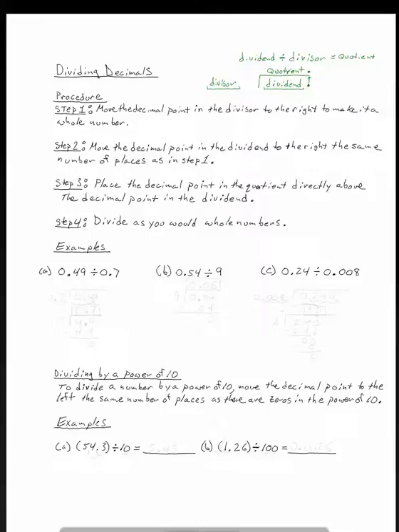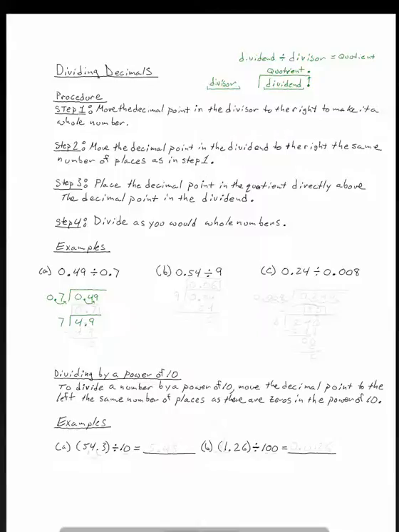So let's look at example A. In example A, we have 0.49 divided by 0.7. So to write this in long division, we would say 0.49 divided by 0.7. First thing we have to do is move the decimal point in the divisor one place to make it a whole number, which means we're going to move the decimal point in the dividend one place as well. That gives us the new problem, 4.9 divided by 7.